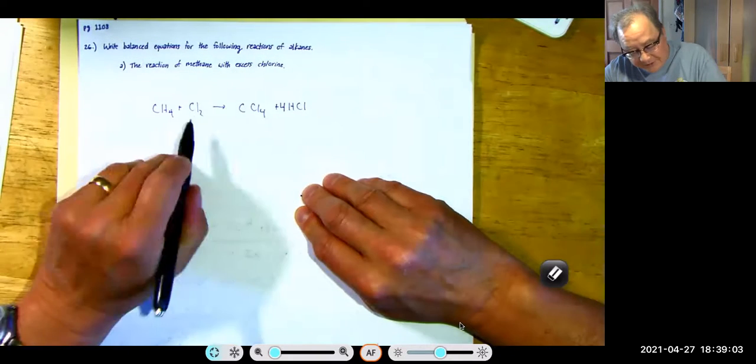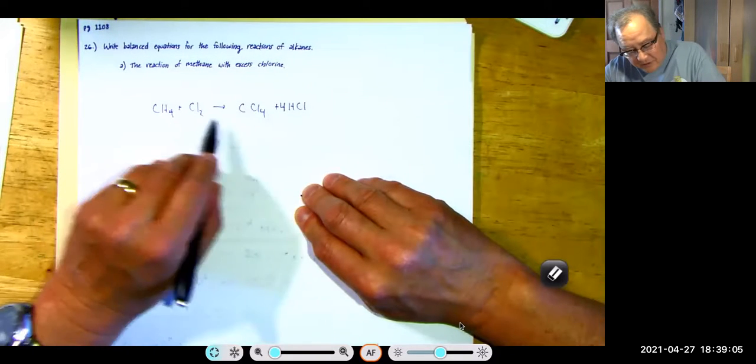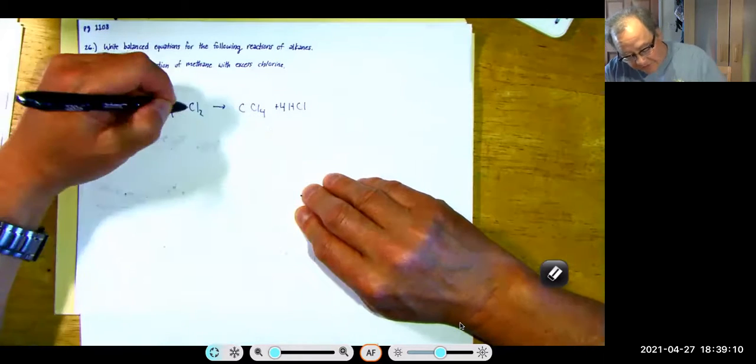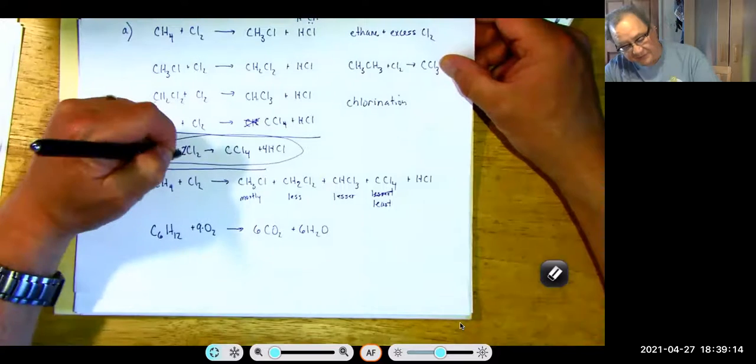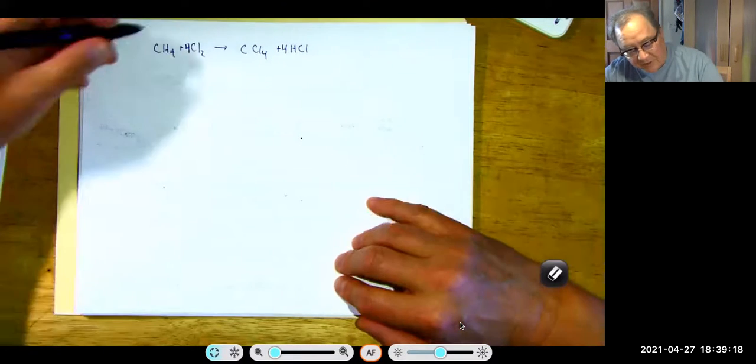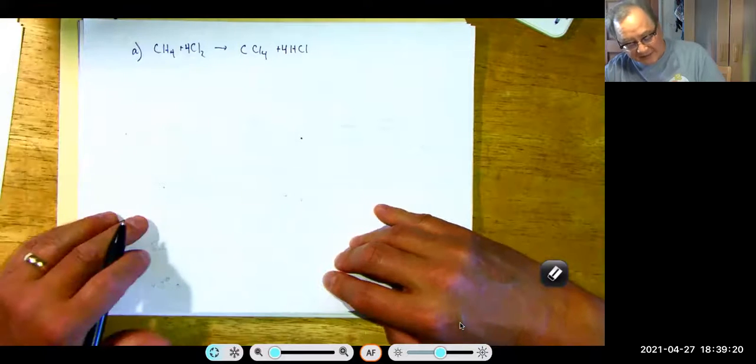2 chlorines, 4 plus 4 more for 8. So I should actually have a 4 there. And now I can see that I did not balance this correctly. That should be a 4. So there's your balanced reaction for A with excess chlorine.